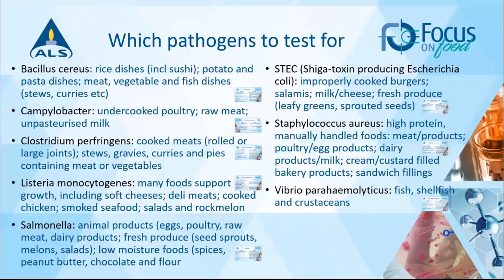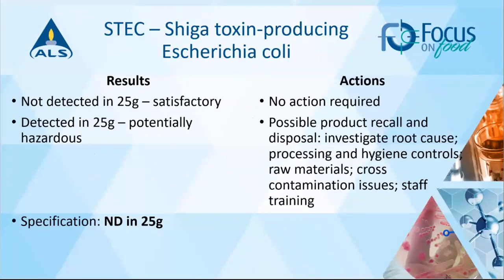STEC, or Shiga toxin producing E. coli, it's a cause for concern in improperly cooked burgers, in salamis, milk and cheese, fresh produce, particularly leafy greens and sprouted seeds. Due to its capacity to cause particularly nasty illnesses, the specification again is not detected in 25 grams.